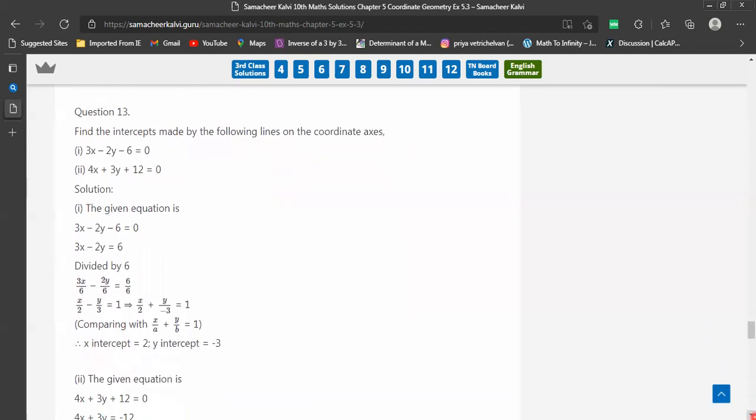Question number 13. Find the intercepts made by the following lines on the coordinate axis. They gave you two equations. So for finding the intercepts, you need to write your equation as x by a plus y by b equal to C form. So here you do have 3x minus 2y minus 6. Take the 6 to the other side and divide both the sides by 6.